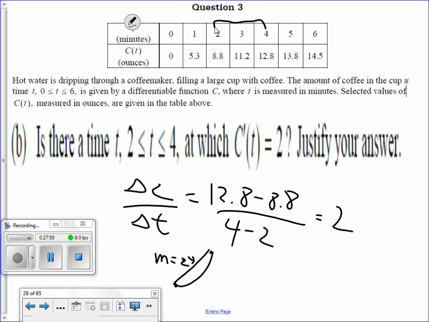Yes. And the reason I would know to do this, you're probably like, how would you even know to do that? Because they gave me the interval, and they're talking about the derivative. And with a table, to get the derivative, to approximate it, you use the slope formula. And yeah, as long as they tell you that it's differentiable, there you go. You just say by the MVT, there has to be a value between 2 and 4 such that the derivative is 2.